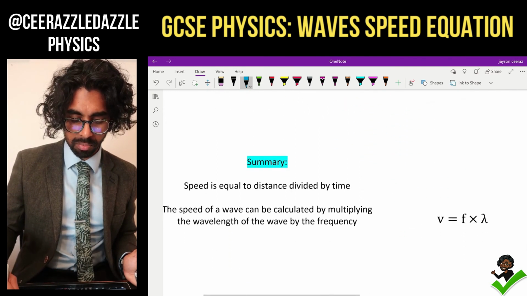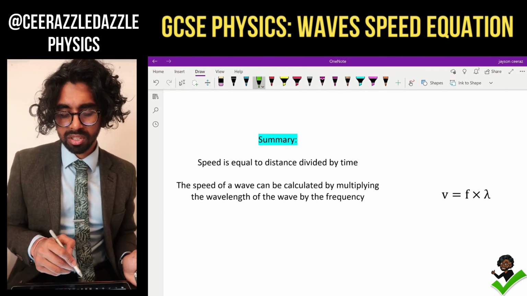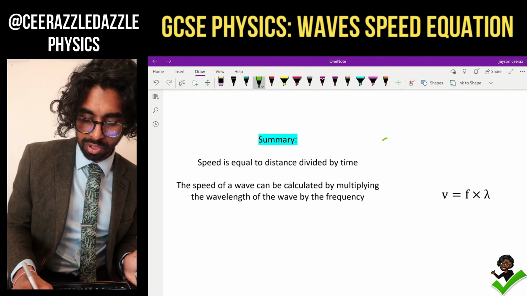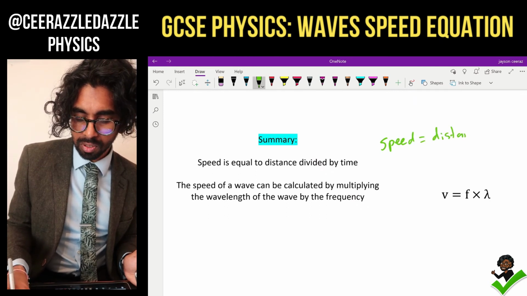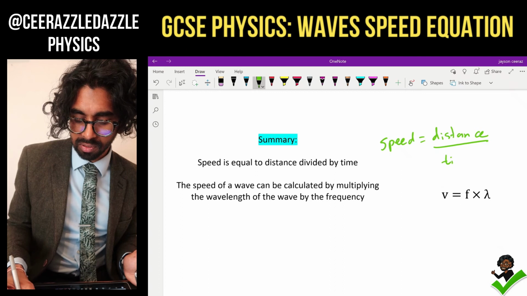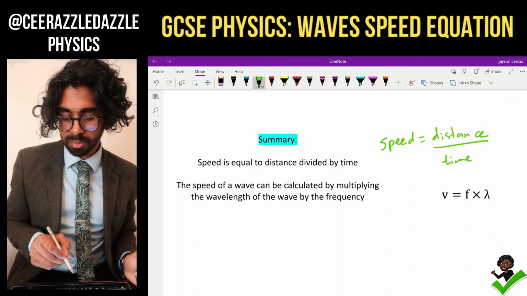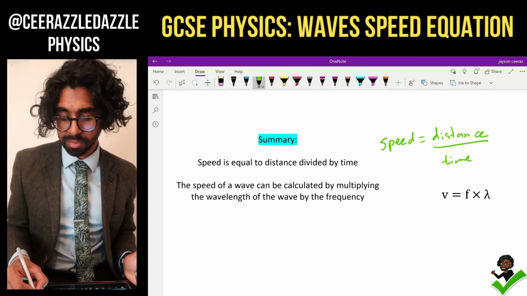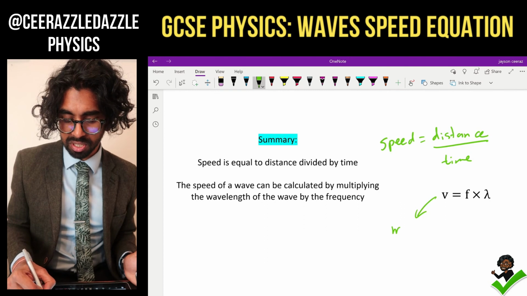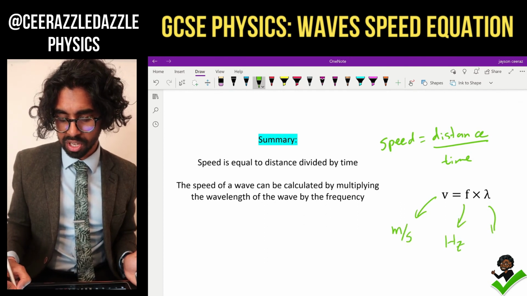Okay, now scrolling down. Summary. The speed is equal to the distance divided by time. So we know that, but in general, speed is equal to distance divided by the time taken. And if I'm looking at waves, in order to calculate speed, I can use the following equation. V is equal to F times by lambda, where V is measured in meters per second, frequency is measured in hertz, and wavelength is measured in meters.